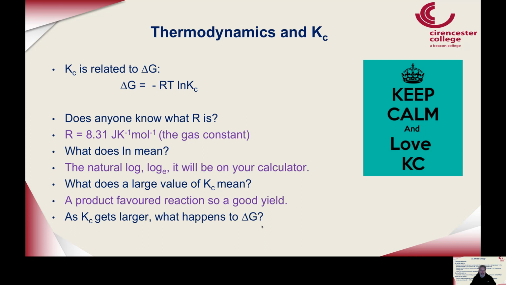As Kc gets larger, what's going to happen to delta G? As this bit gets larger, think what's going to happen to all of this overall. This bit here is going to become bigger, and so delta G becomes more negative, and therefore more feasible, which makes sense because we've said that it's favoring the products. So that's the link with Kc.